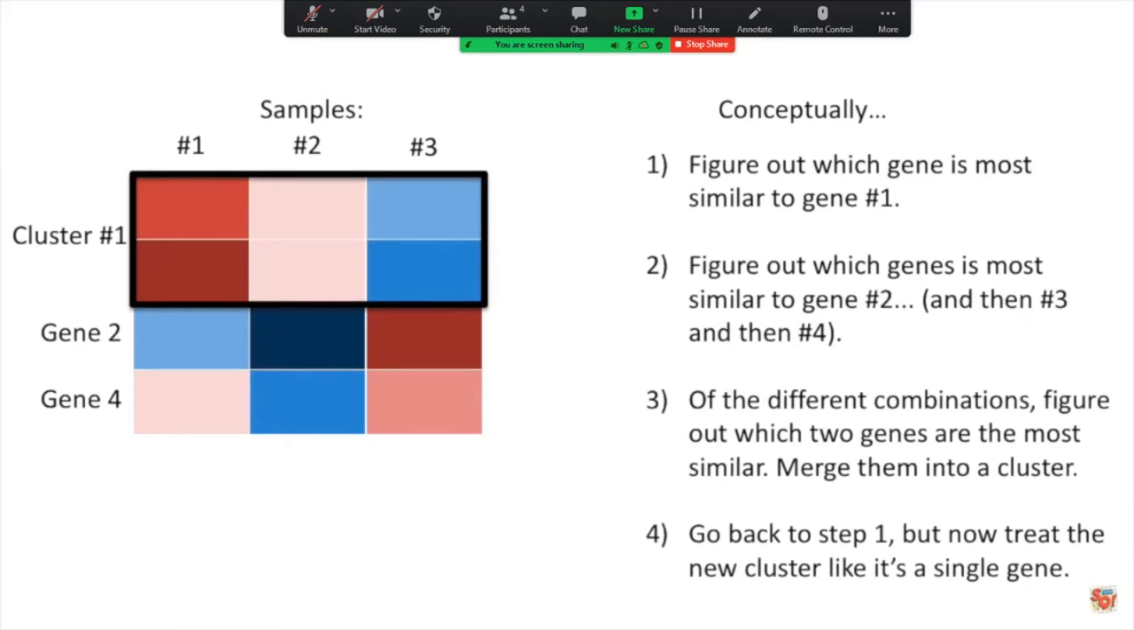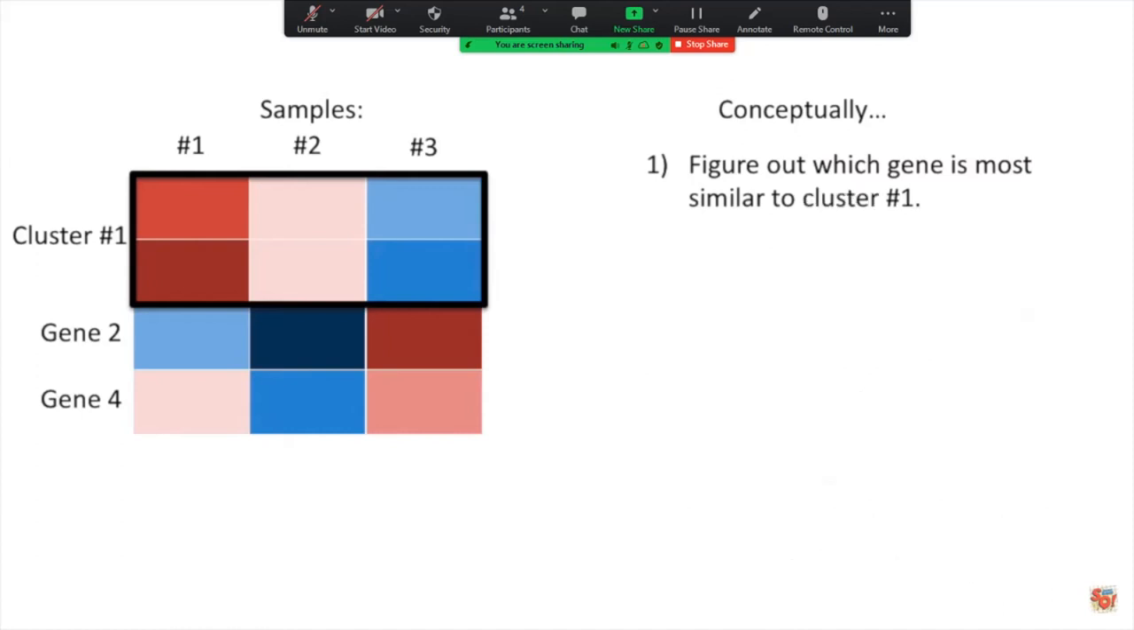Step 4, go back to step 1, but now treat the new cluster like it's a single gene. So in step 1, we figure out which gene is most similar to cluster number 1. Cluster number 1 is most similar to gene number 4. And we figure out which gene is most similar to gene number 2. In this case, gene number 2 is most similar to gene number 4, but notice that we compared gene number 2 to cluster number 1.